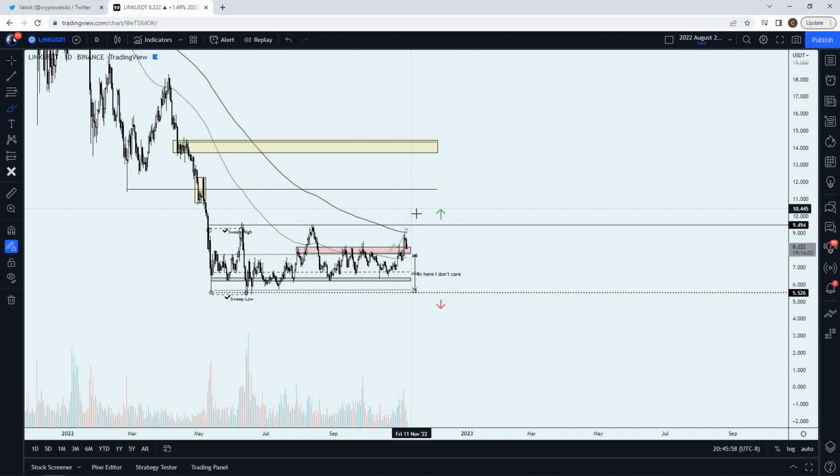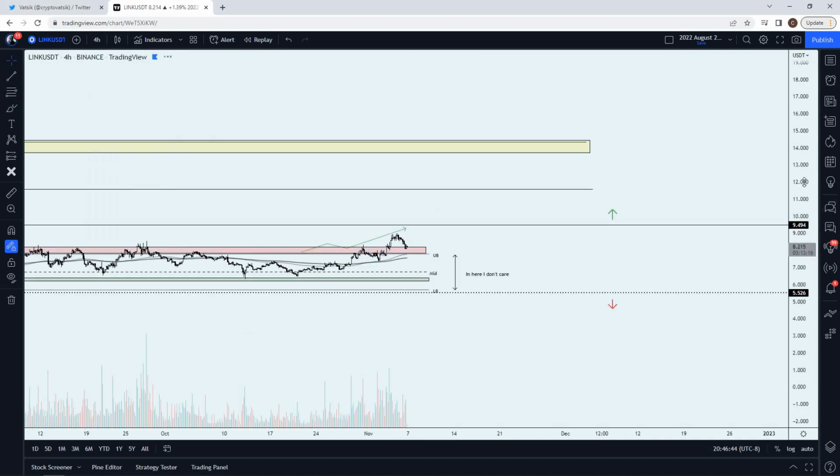So if we do break up though, then yeah, that's fine. I do still have these targets up here, and that's fine. But it's just good to stay objective and remember that we are still in a bear market until proven otherwise. Let's just flip down to the 4 hour now.